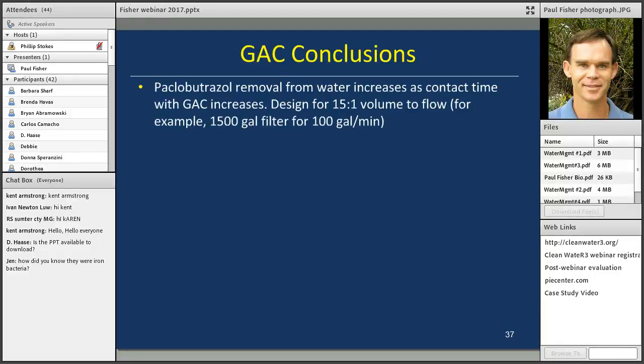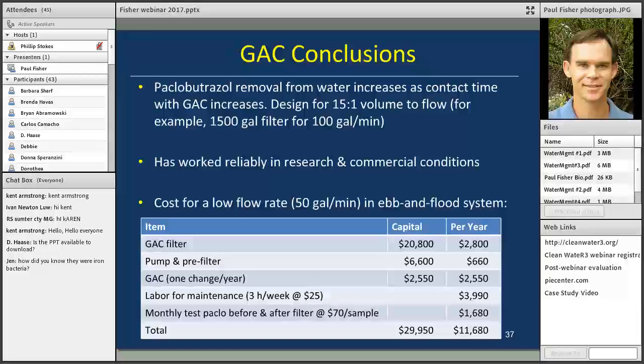So with our studies that we've done both in the research environment and also in commercial operation, what we would recommend is a 15:1 filter volume to flow rate ratio. So that means if you've got 100 gallons per minute flow rate, you'd have 1,500 gallons of volume of the filter. If you had a 100 liter per minute flow rate, you'd have a 1,500 liter filter. It's worked very well. It's a very simple technology, and relative to the cost of some of the other technologies, such as ozone, this is a very low cost and low maintenance type of technology.